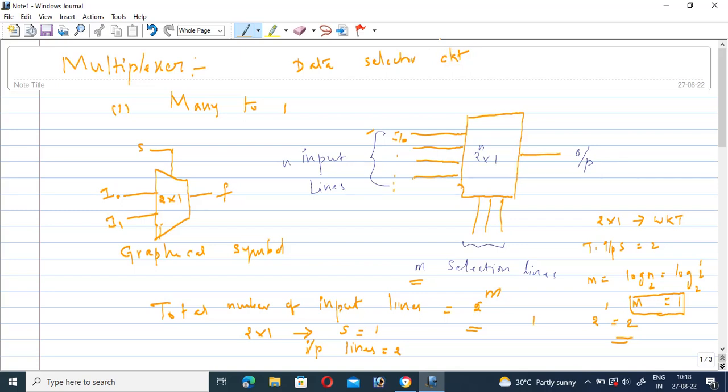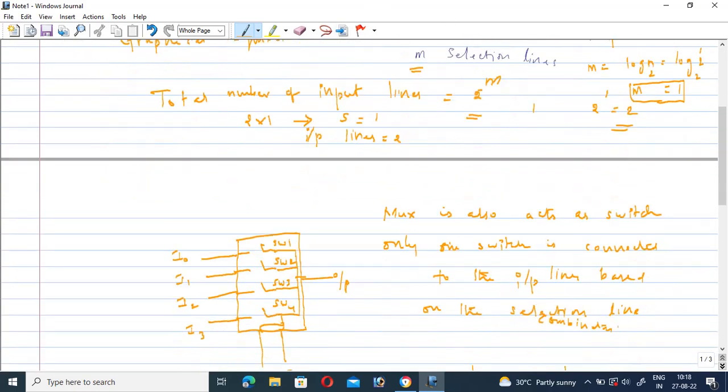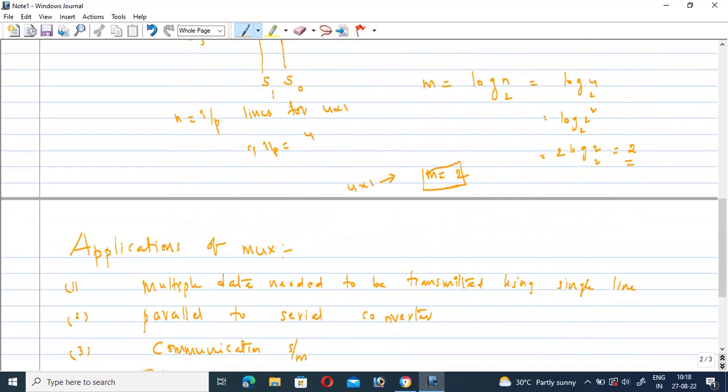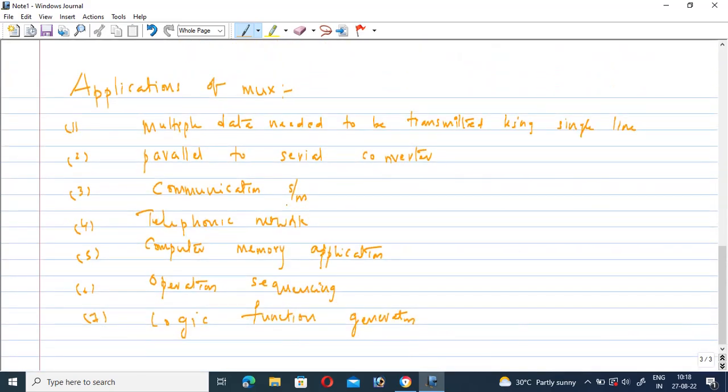This is just a brief introduction about the multiplexer. If you know these basic concepts, we can design the advanced versions of the multiplexer also.